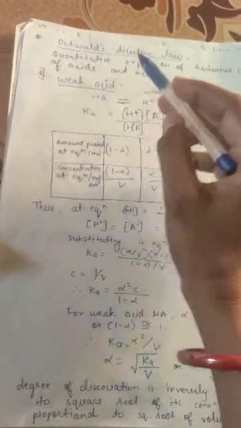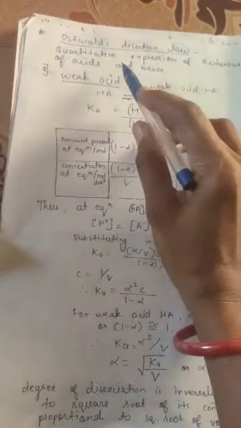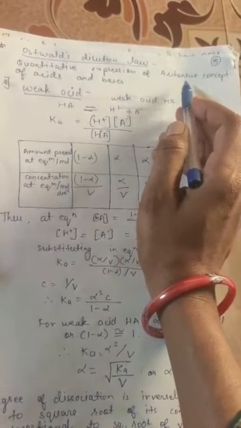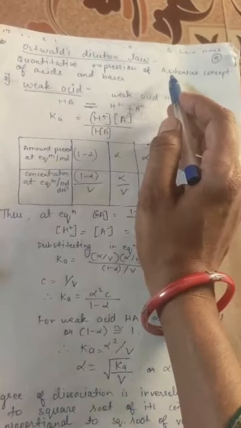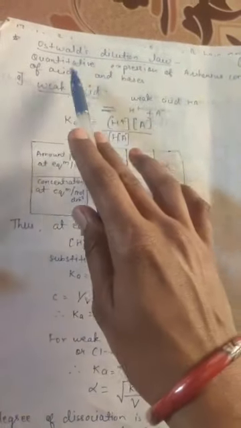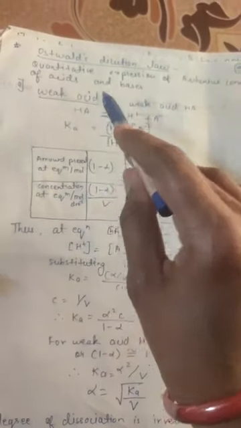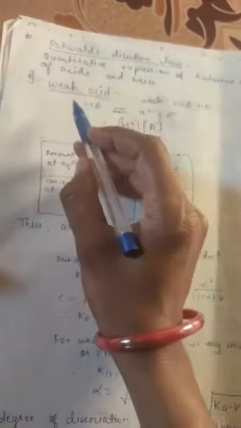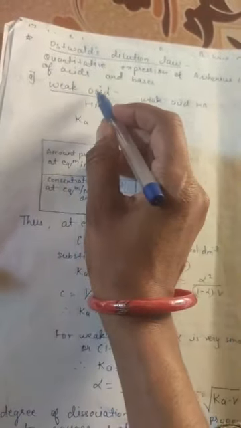Ostwald's law gives a quantitative expression of Arrhenius concepts of acids and bases. So what was the Arrhenius concept of acids and bases? An acid is a substance which gives H plus ion and a base is a substance which gives OH minus ion. So this law gives a quantitative expression for weak acids and weak bases. So for example, Ostwald's dilution law for weak acid.